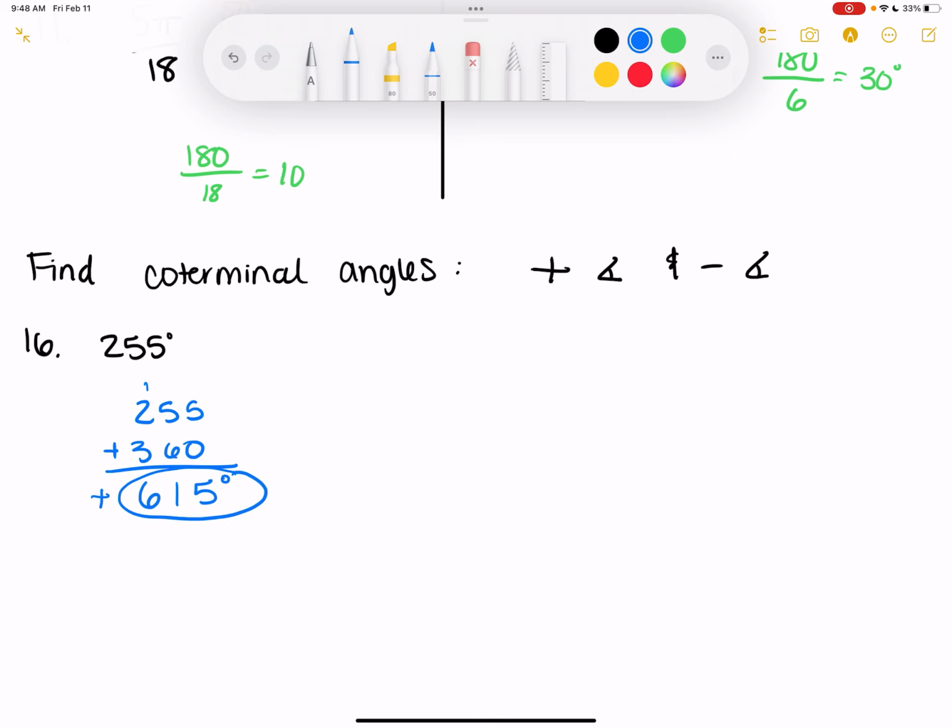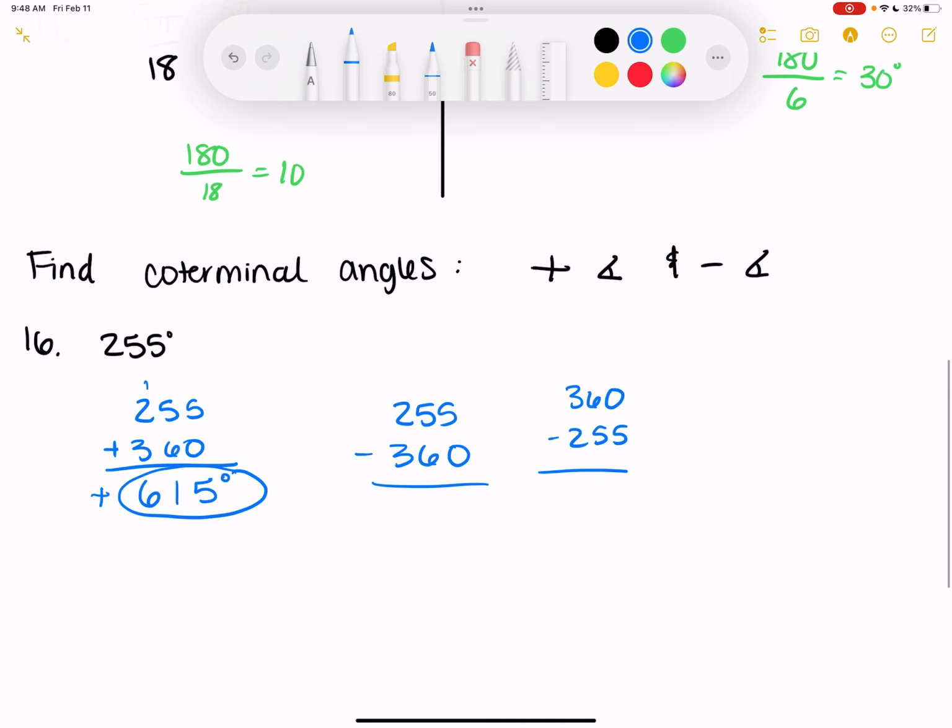So then to do my negative one, I could just copy this over and do 255 minus 360. But what you may want to do instead, if you're going to set it up this way and write it, is flip them and do 360 minus 255, and then just know that the answer is going to be negative. You know what I mean? Yeah.